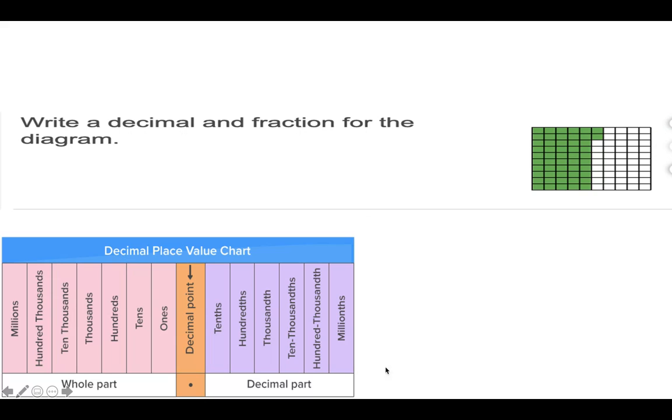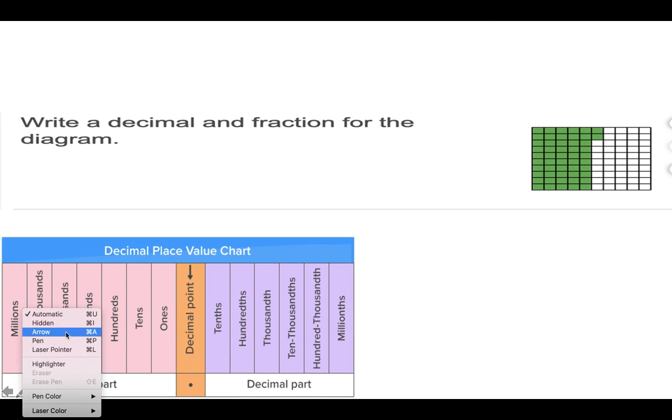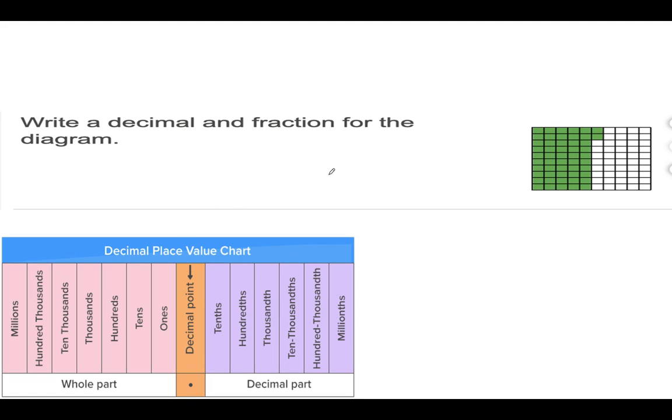So here we have our place value chart. And I have it here so we can understand how to write this picture and how it correlates with the place value chart. So it says write a decimal and a fraction for the diagram. Well, it's easiest to write a fraction first. So I have to know that there are 100 pieces in this fraction. So I'm going to go ahead and write 100. And then I'm going to draw my little fraction line. But then I have to figure out how many are colored green.